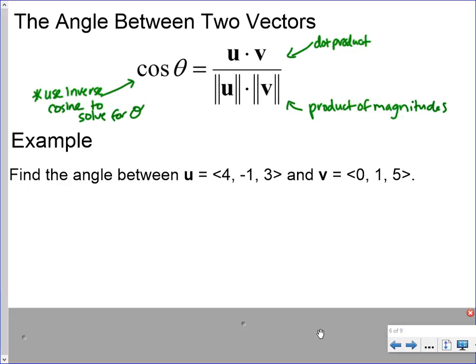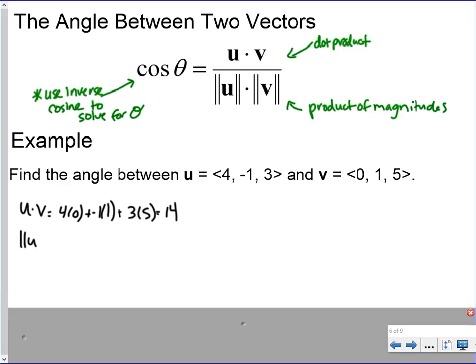So on this particular type of problem, I prefer to work out my 3 pieces and then plug them into the formula as opposed to trying to write it all out in the formula from the beginning. So off to the side here, I'm just going to calculate my dot product and my 2 magnitudes. My dot product of u and v would be 4 times 0 plus negative 1 times 1 plus 3 times 5, which is 14.